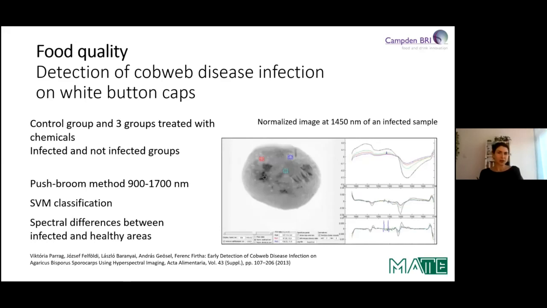This classification was successful using the SVM method, and according to our results, the infection could be detected using hyperspectral imaging before it could be observed visually.